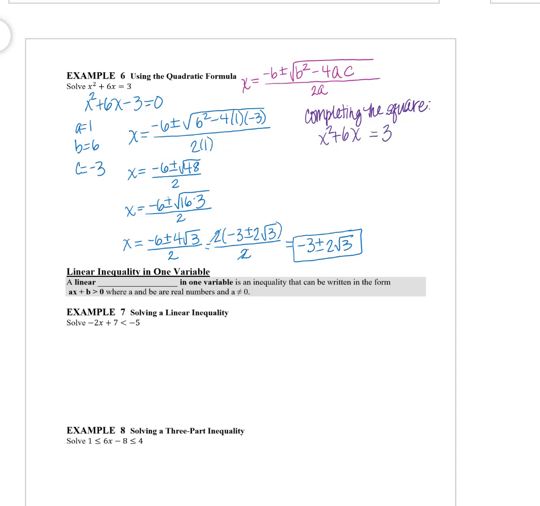And to do that, we take the coefficient of x, which is 6. You take half of 6 and then square it. So I'm going to go off to the side to do that. So half of 6, which is the same thing as 6 over 2, and then square that. Well, 6 over 2 is 3, and 3 squared is 9. So I'm going to add 9 to both sides to complete the square.